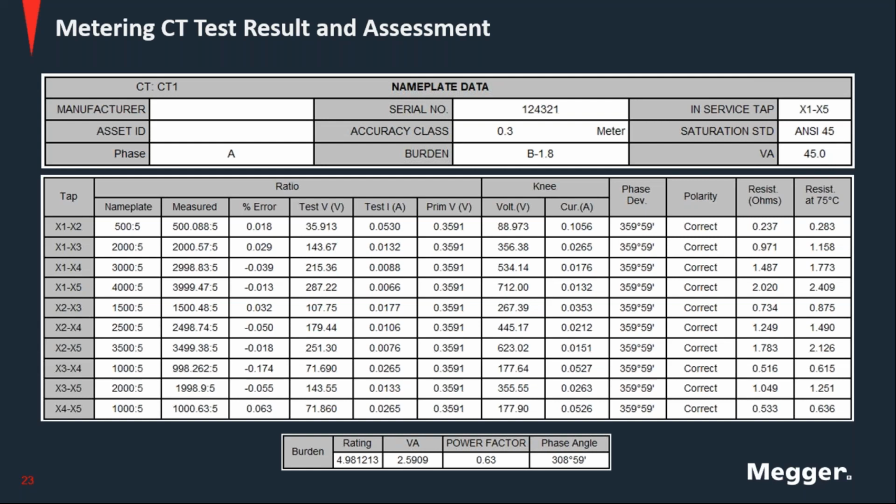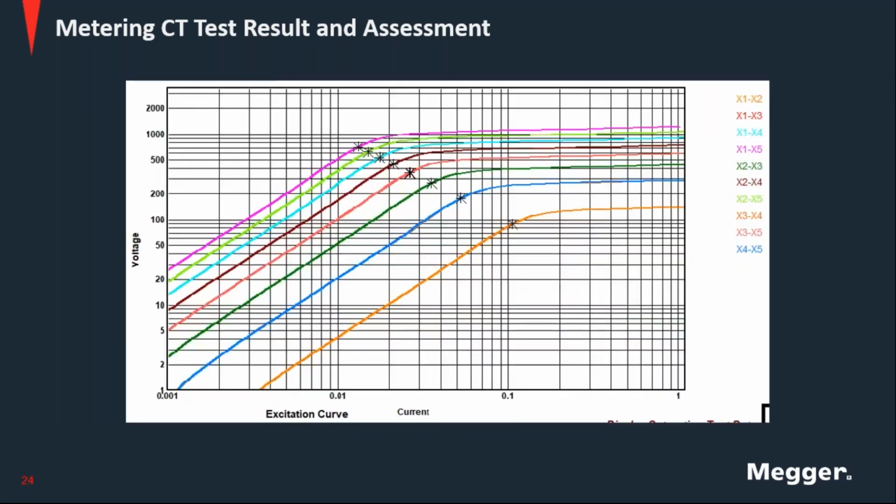Now, from this point on is the assessment. You are using all of this information to evaluate against the standards. This is part of the excitation current, and here we are showing the excitation curve for all of the combinations of the taps, being this pink one the one corresponding to X1, X5, and this is the entire winding. Here we have the knee point, which is where the curve starts saturating, and then you can see that the voltage will not increase anymore, and current will be going to the maximum.